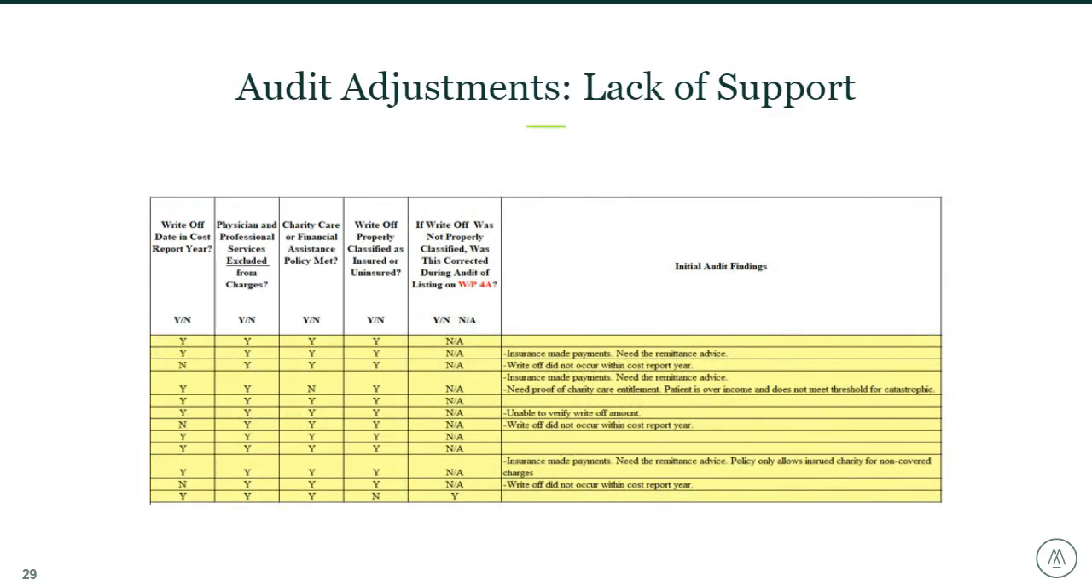Now on this slide, we have shown some auditors' notes related to an audit that represent the issues of support. You can see insurance payments made, they need a remittance advice, write-off did not occur within the cost reporting period. Specific to this account, after we were able to review what was supplied to the auditor and dig in, the hospital actually did not supply a full patient account history. We were able to go back and get the full support, and then provide guidance showing the auditor, okay, here's what you need to be reviewing. And 9 out of 10 times after updated support has been supplied, these audit findings are reversed.